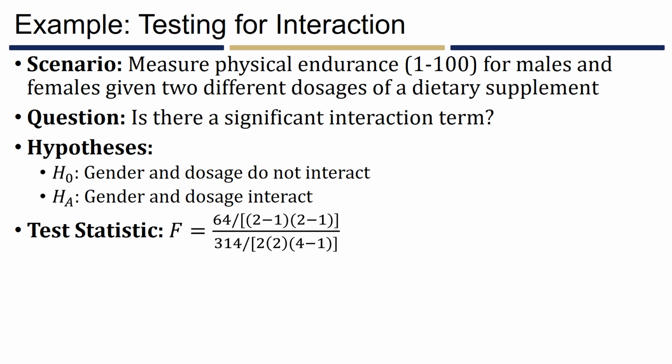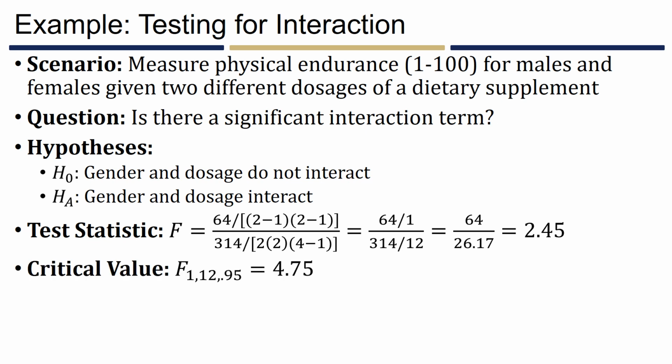In the denominator, we have the SSE of 314 divided by the number of categories in the row variable, which is 2, times the number of categories in the column variable, which is also 2, times the number of observations per cell minus 1, which gives us 4 minus 1. This means we're going to have 1 degree of freedom in the numerator and 12 degrees of freedom in the denominator. So our test statistic is going to be 64 divided by 26.17, which gives us 2.45.